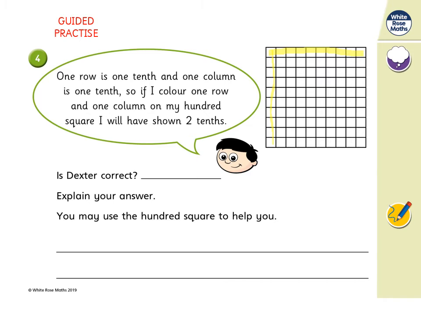So I know that because we have shaded 1 row out of 10 rows and 1 column out of 10 columns, altogether I have 1/10 and another 10th, which is 2/10. So Dexter is correct.